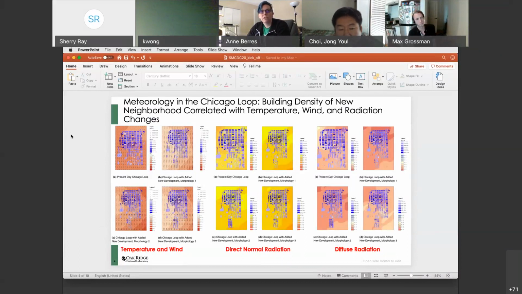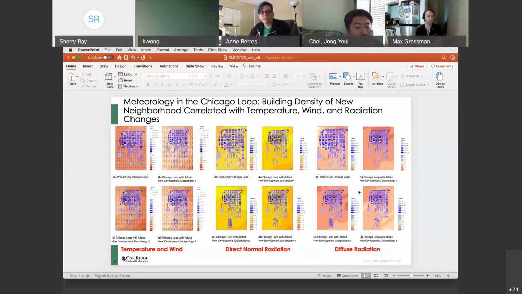We are very interested in looking at urban microclimate and how it interacts with building energy. So in a city, you have a lot of wind, you have temperatures bouncing off of buildings and all that. And then you get different kinds of radiation. Direct normal radiation is, for example, sunlight that directly hits a building, whereas diffuse radiation gets diffused by clouds that are in between the sun and the buildings that we're looking at.